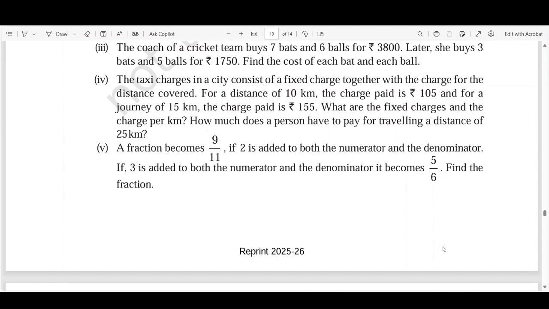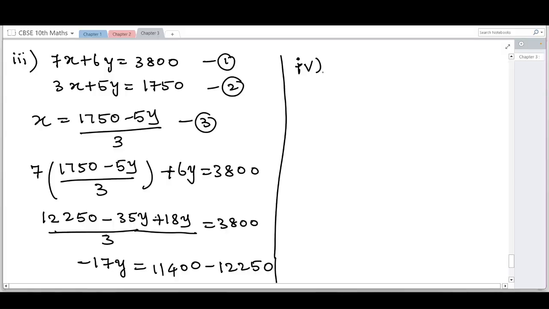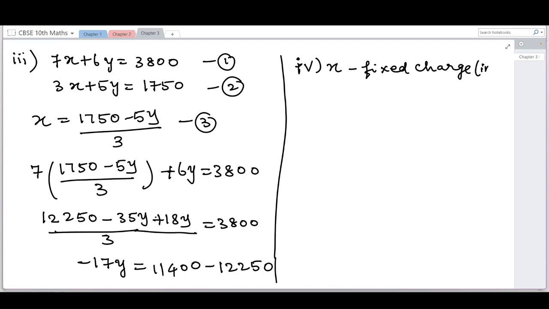But what they have given is the charge paid for 10 kilometers and 15 kilometers. So we have to find the charge for 1 kilometer, and also we have to find how much a person should pay for traveling 25 kilometers. Clear? So we can form the equation from the given data. So let us take x and y to denote the fixed charge and the charge in terms of kilometers. So x denotes the fixed charge in rupees, and y denotes the charge per kilometer.